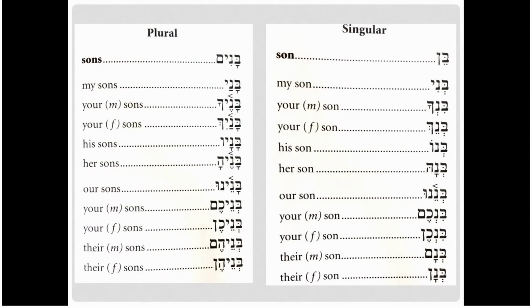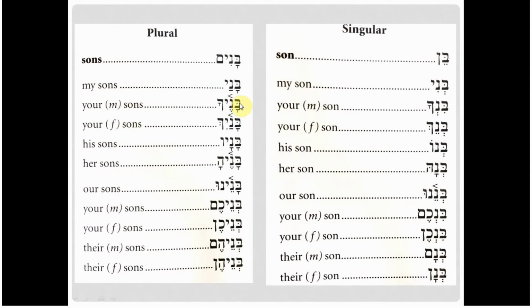Notice the beginning form, or the absolute form here, is banim. If you want to put a first common singular suffix, banai. Now you need to notice something. It would be very easy to confuse bni with banai. The key to recognizing whether the noun is plural or singular is to look at the vowel underneath the nun. If it's patach yod, then it is sons. If it's hirik yod, it is son, singular. Now, that's a little bit tricky, but the other ones are going to be quite a bit easier.